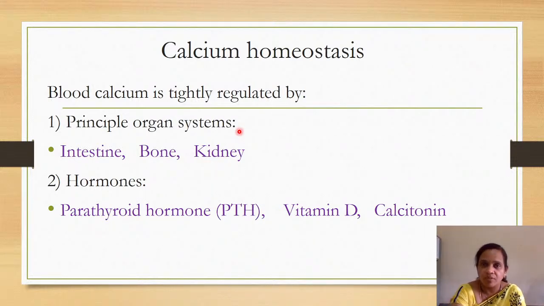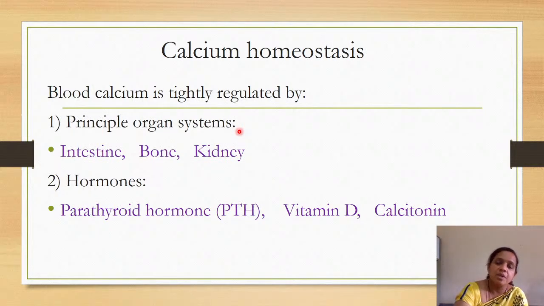All these things you have read: absorption functions, homeostasis, and deficiency manifestations. If calcium metabolism or calcium homeostasis is asked, it can come as short notes also. The three primary organs required for tightly controlling calcium in the body are the intestine, bone, and kidneys. The hormones controlling it are parathyroid hormone, vitamin D, and calcitonin.